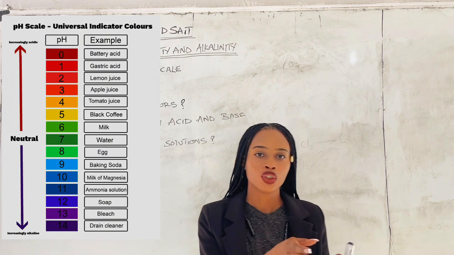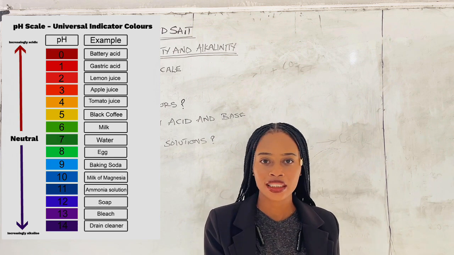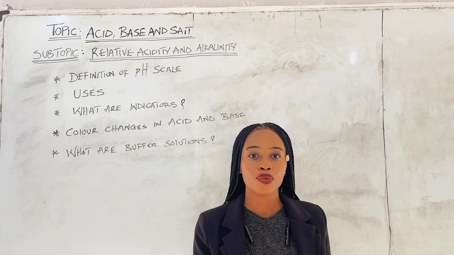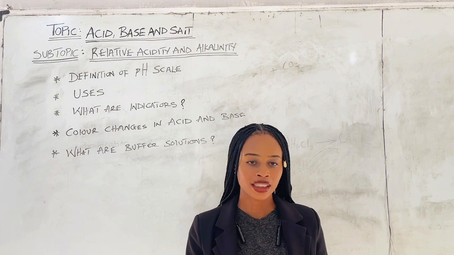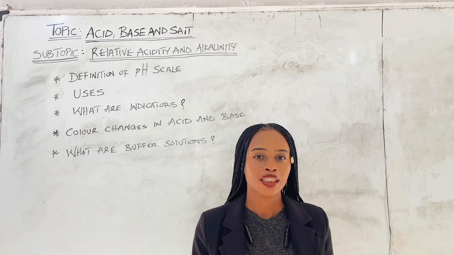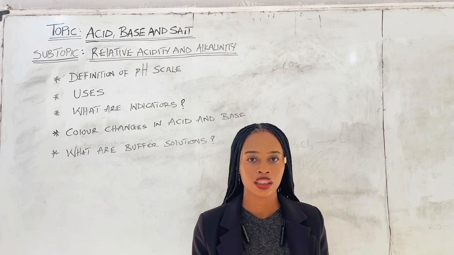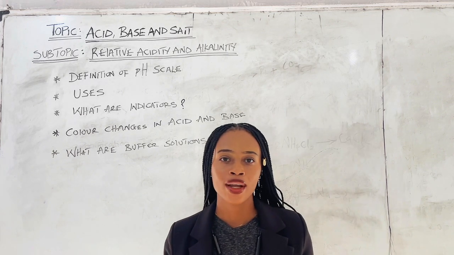So from your 6, 5, that is weakly acidic. Then anything from your 0 to your 4 is what? Strongly acidic. Okay, so that is the role of a pH scale, basically to measure how acidic or alkaline a substance actually is. So what are the uses of your pH scale? Where can it be used?